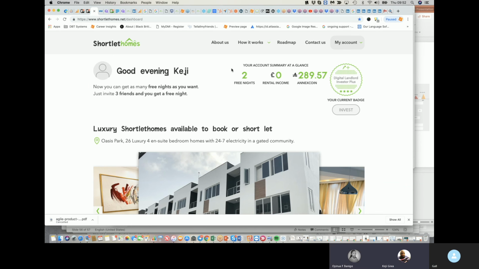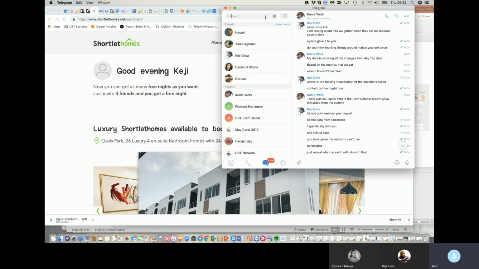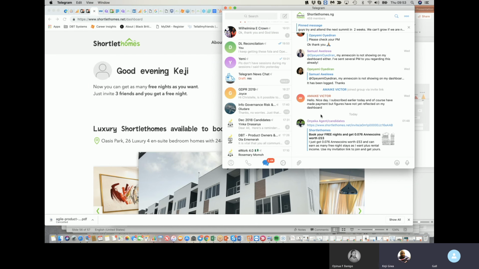Okay. Have you changed how it works, the invite link? I have updated how it works. No, people are still sharing the old link. It's still showing annex coins. You updated the invite link, didn't you? Are we talking about meta text sharing? Yes, meta text updated. Look, book your free night and get, this is today, 0.076 annex coins. Yes, it's possible. I did it only yesterday, second part of the day, so it could still be in the cache.